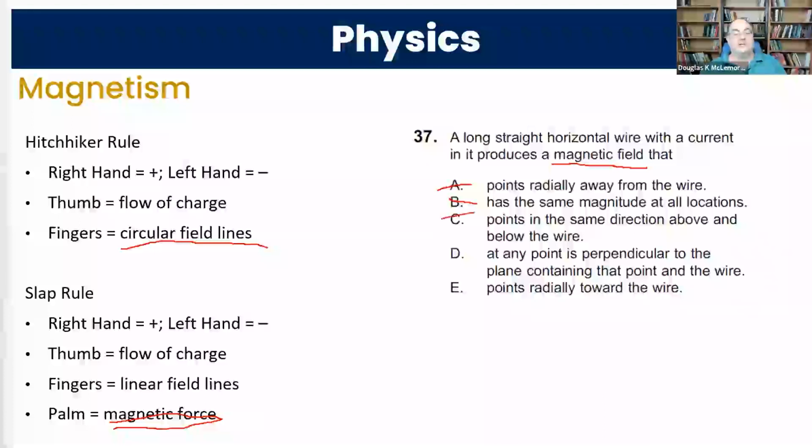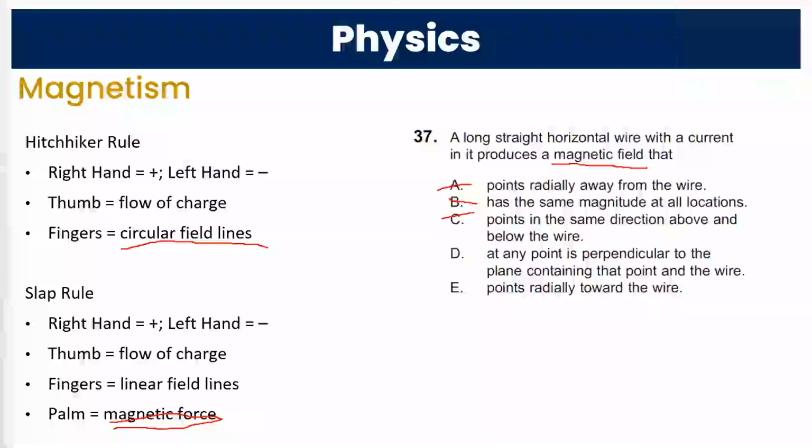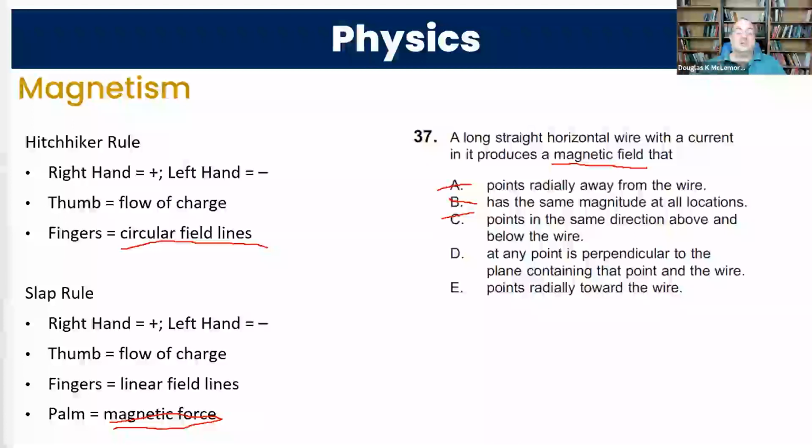So C's out. At any point is perpendicular to the plane containing the points and the wire. Yes, because that's a weird, really terrible way to describe circular. And then E points radially, again, we get rid of that. It's easier actually to get rid of A, B, C, and E than it is to realize that's what they're describing as circular in a very awful way, because that's just a terrible description of circular.